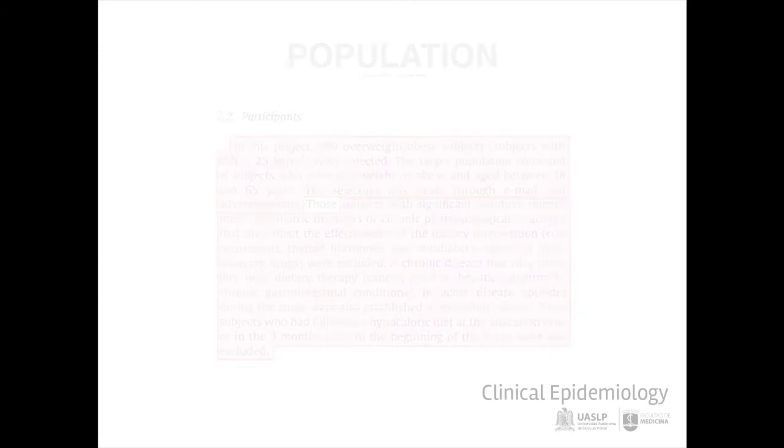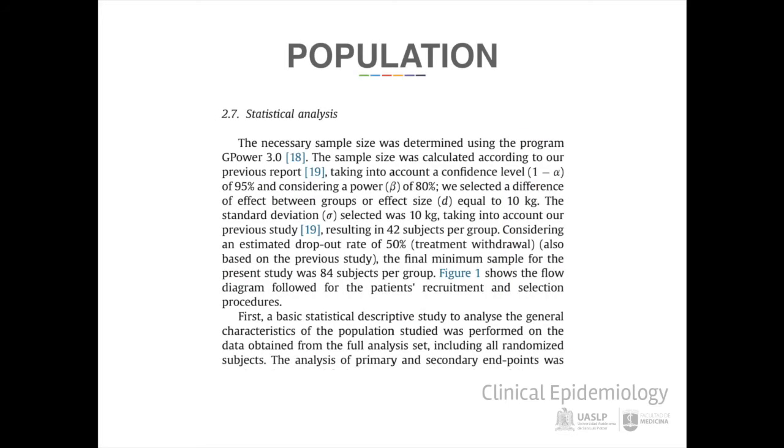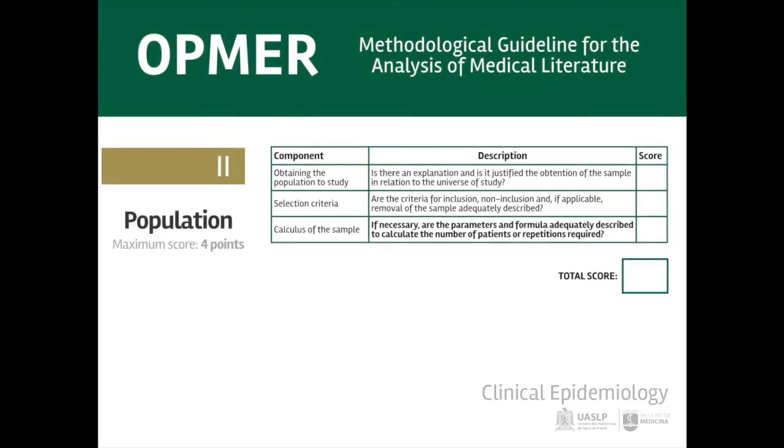If we keep reading the article, we will find the parameters used to calculate the number of patients required. Now, we can return to our UPMER guide. For the population item, we can say that the article explains and justifies the obtention of the sample in relation to the universe of study.